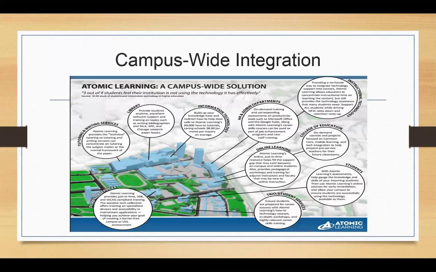The campus-wide integration gives us the ability to use these tools throughout the entire campus. OIT can use it to assign students videos for tools that students need help with, such as Microsoft Word, Excel, PowerPoint, or Access. Faculty can add videos and assessments from Atomic Learning for research and research papers students will need to complete in their courses.